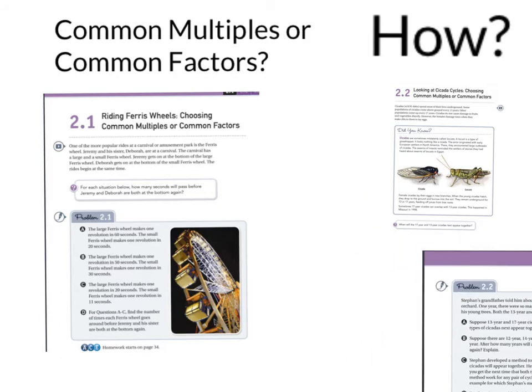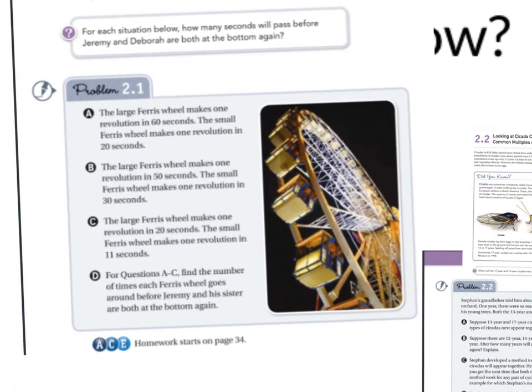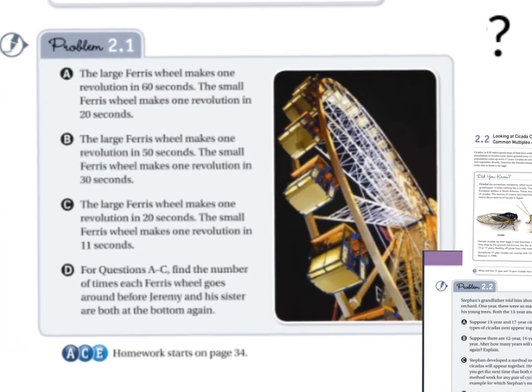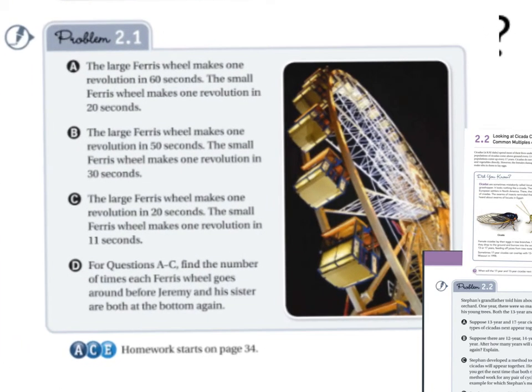And the first problem that we'll use deals with the Ferris wheel problem, and that's problem 2.1. So we're going to introduce this here. Part A says the large Ferris wheel makes 1 revolution in 60 seconds. So that means if it's a large wheel, it goes around once every 60 seconds. Okay? The small Ferris wheel goes around once every 20 seconds. Okay, so they'll go up and around, up and around.